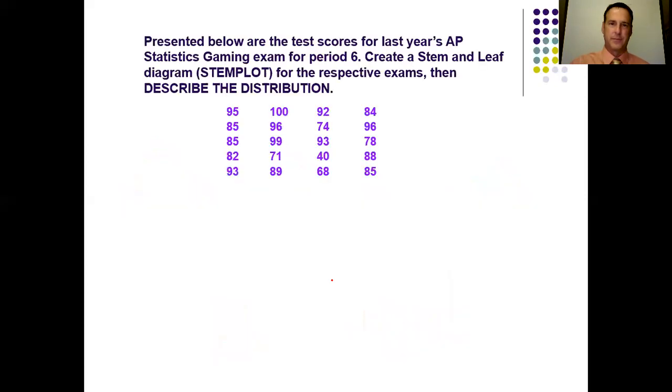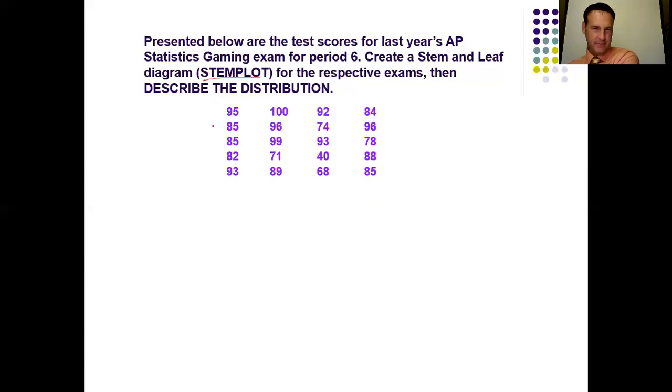Moving forward, says this, okay? Presented below are test scores for last year's AP exams, okay? They would like you to make a stem and leaf diagram or a stem plot, they mean this is the same thing, okay, for the respective exams, okay? Then describe the distribution. Okay, now, I bet you've done this, but you probably did it maybe 4 years ago in your Algebra 1 class, okay?